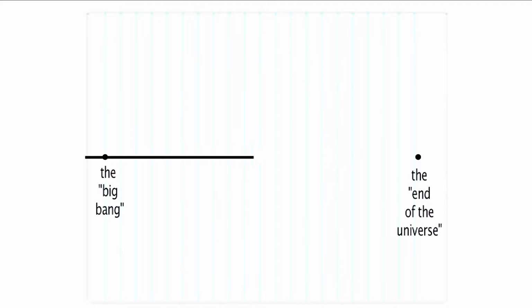First of all, put a dot near one edge of the paper and label it the Big Bang. Likewise, place a dot near some other edge of the paper and label it the end of the universe. Finally, draw a line that passes through those 2 points and place a point somewhere near the middle of that line, which we'll label U.